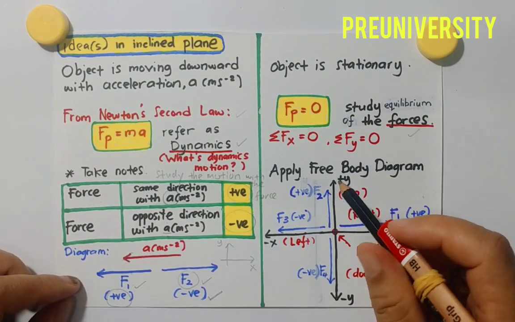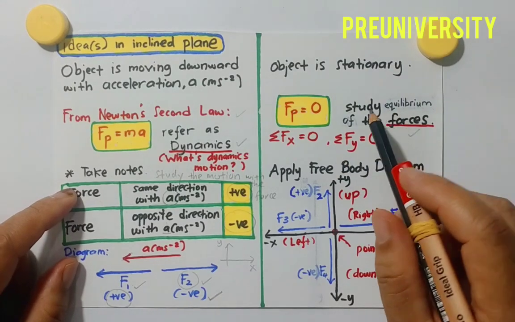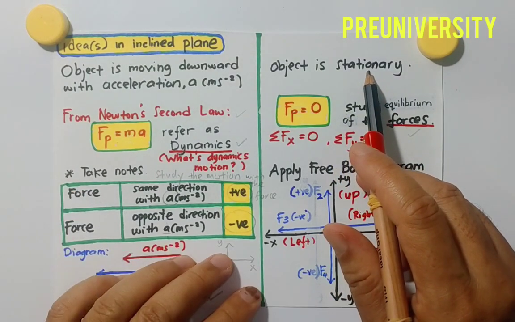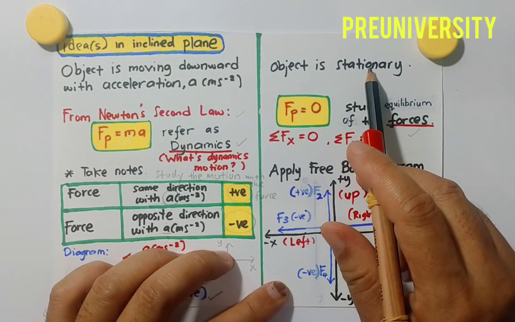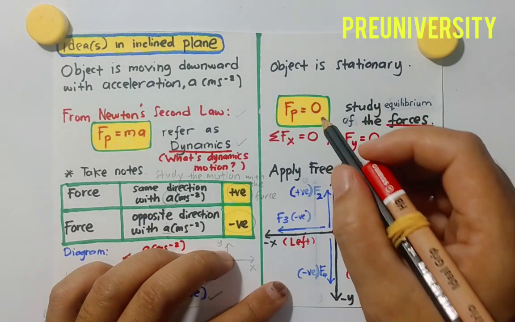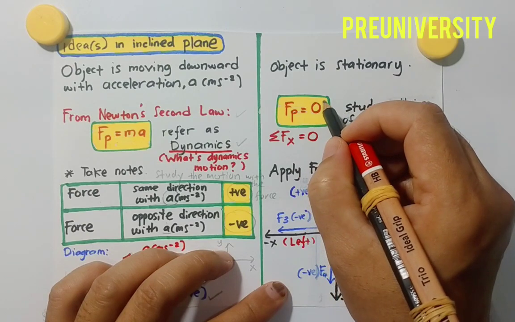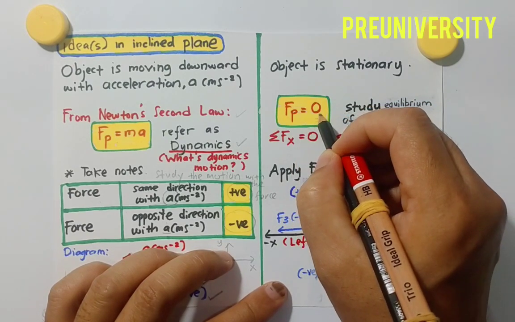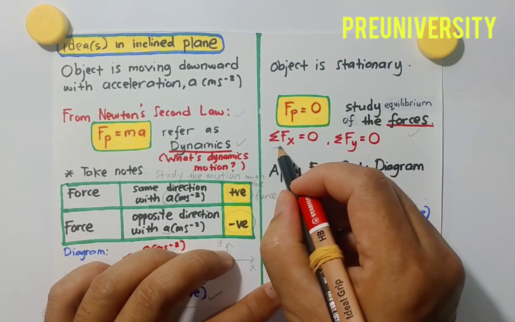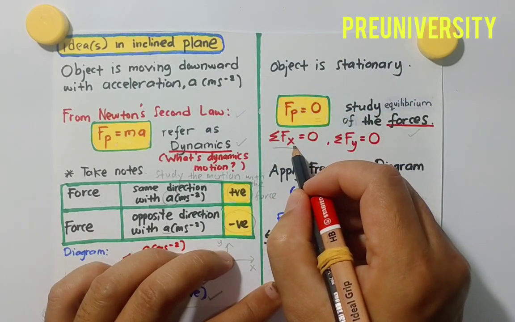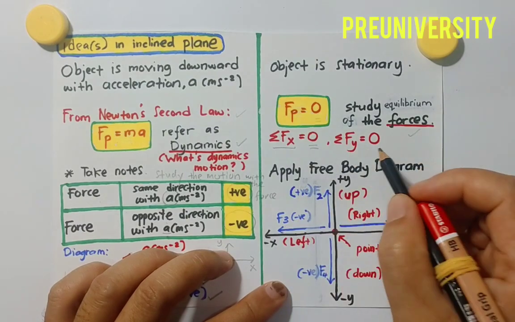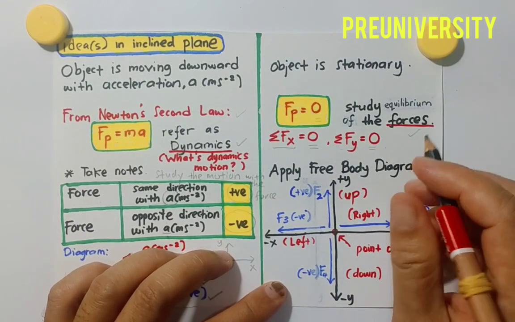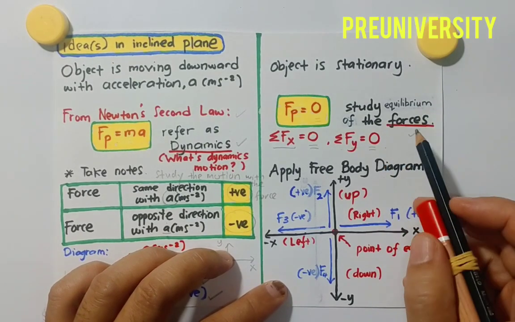So we continue. If the object is stationary, this means the object is not moving on the inclined plane. So what happens? Of course the resultant force is equal to 0. That means the total of the forces in the x component is 0, and the total of the forces in the y component is 0.